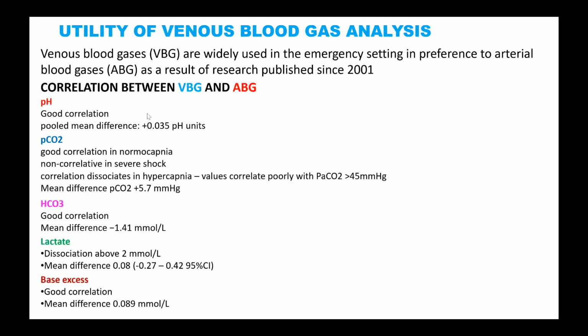So I will just show this. The correlation between venous blood sample and arterial: pH, there is a good correlation. PCO2, good correlation in normocapnia. Bicarb, there is a good correlation. Lactate, dissociation above 2 millimoles, and base excess also has a good correlation. The only thing which will not correlate well is PCO2 and PaO2. So for emergency purposes, you can always do a venous blood sample also and find out the values, which will be more or less equal to the arterial blood sample.